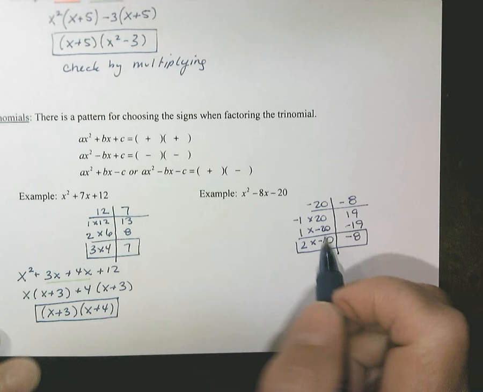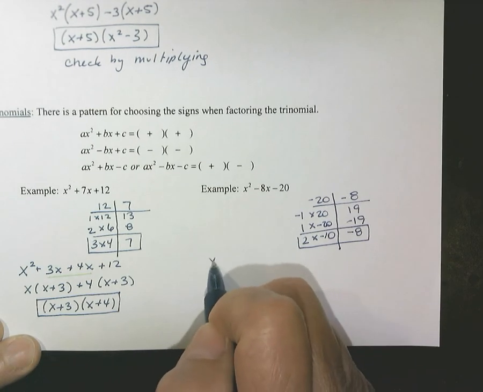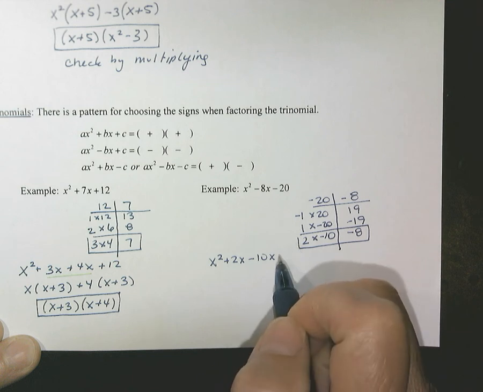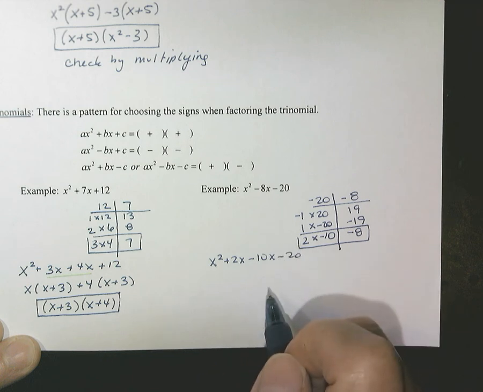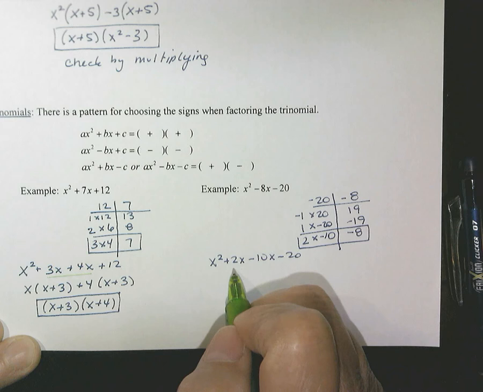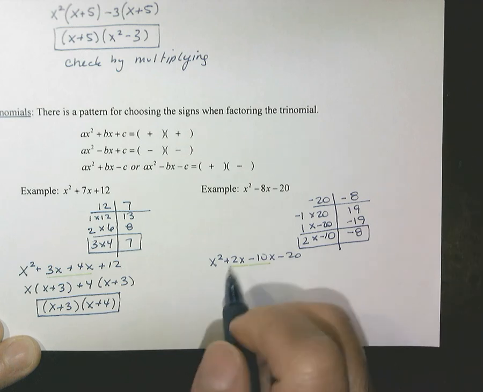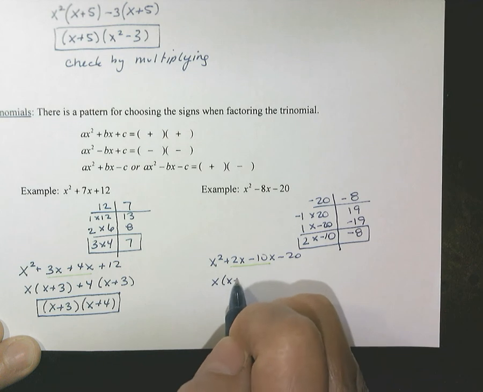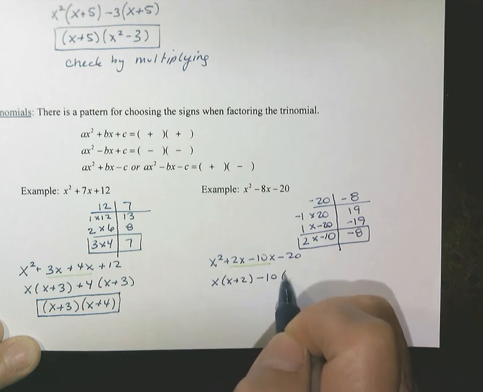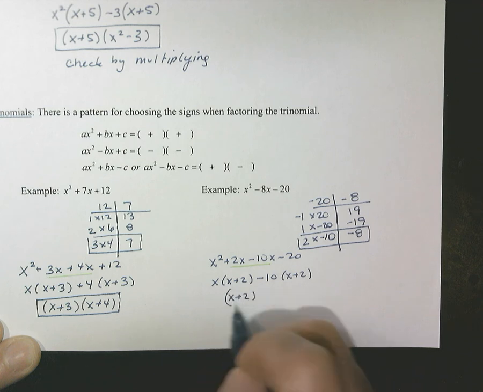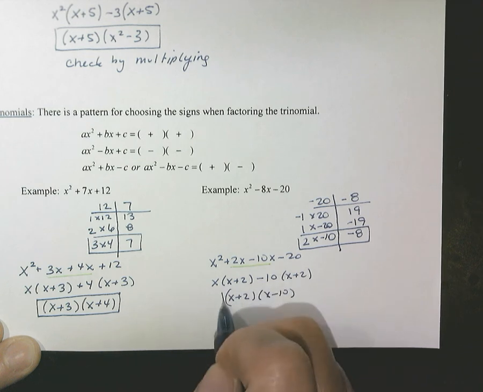So then when I factor this, I get x squared plus 2x minus 10x minus 20. Right here, positive 2, negative 10 makes my negative 8. I factor by grouping, so I have x plus 2 minus 10, x plus 2. So x plus 2 is one factor, x minus 10 is the other factor.